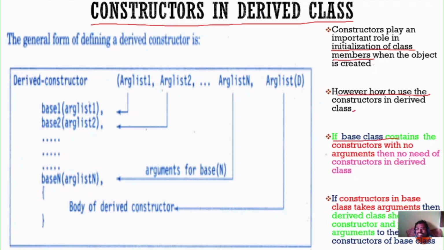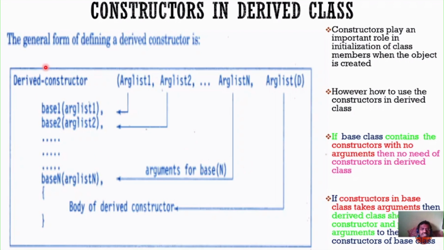If the base class contains a constructor with no arguments, then there is no need of constructors in the derived class. For example, let us consider a base class that contains one constructor with no arguments. Then in the derived class we do not need to use any. If the constructor in the base class takes arguments, then the derived class should have a constructor and pass the arguments to the constructors of the base class. Now in the derived class we have to pass the arguments for the base classes.